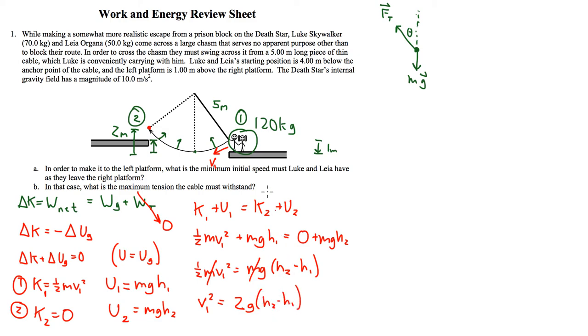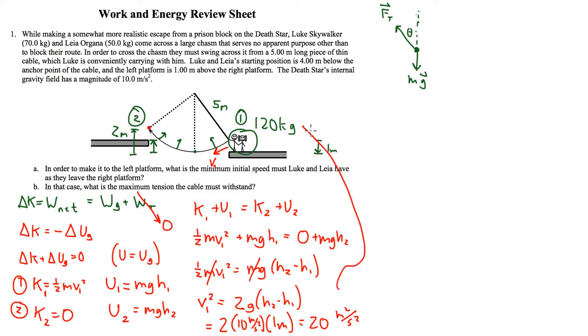So h2 minus h1 is just the change in height from the beginning of their swing to the end, and they go up 1 meter, right? So this is 1 meter. g on the Death Star is 10 meters per second squared because I said so. And this is 2. So this is going to equal 20 meters squared per second squared. And so, of course, v1 is the square root of that, which is, like, 4.5-ish.